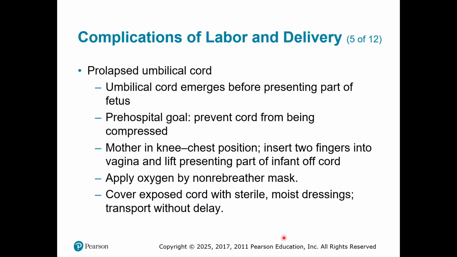A prolapsed umbilical cord is when the cord emerges before the presenting part of the fetus. The pre-hospital goal here is to prevent the cord from being compressed. Place the mother in knee chest position. Insert 2 fingers into the vagina and lift the presenting part of the infant off the cord. Apply oxygen by non-rebreather mask. Cover exposed cord with sterile moist dressing and transport without delay.